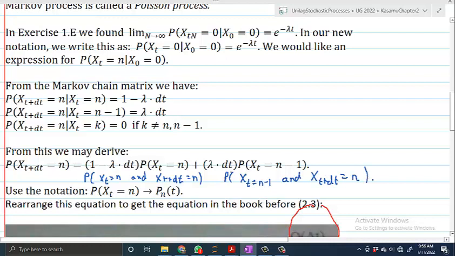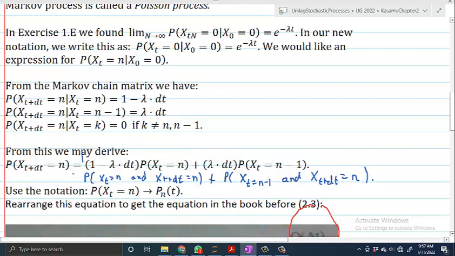Okay? Now, there's only two ways that the process can be in state n at time t plus dt. Either it was in state n at time t, or it was in state n minus 1 at time t. These two possibilities express the only two possibilities for this event. So that's why we have equality here. These are disjoint events which together make up this event here.